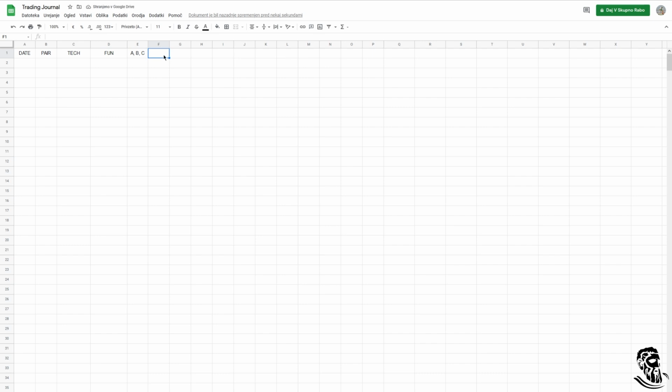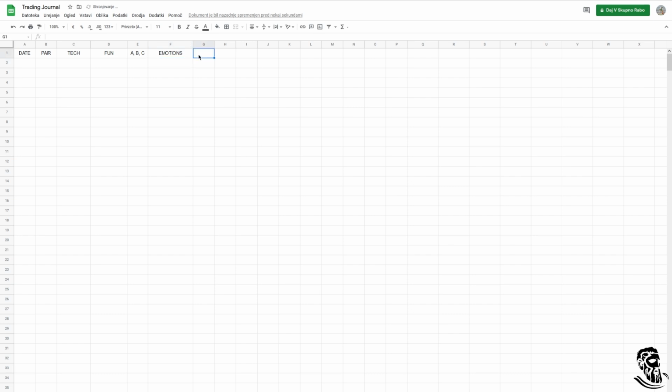Then definitely we want to journal our emotions, okay. Emotions like this. We want to extend this because this is probably the most important part, okay. And then we have win-loss, okay, win-loss. So if we're going to win or lose the trade. We also have an option for break even. And yeah, that's it basically.